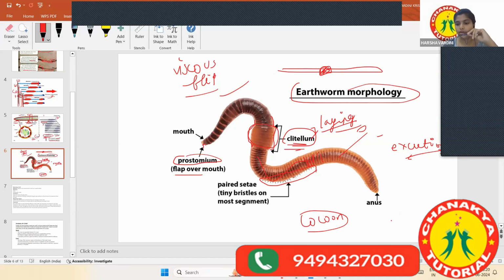The clitellum helps the earthworms in reproduction. And what is the main purpose of clitellum? They secrete some fluid called viscous fluid, and they form a cocoon with the help of this fluid. What is a cocoon? A bag-like structure where the eggs can be kept safely till they hatch. Now you've got the entire process.